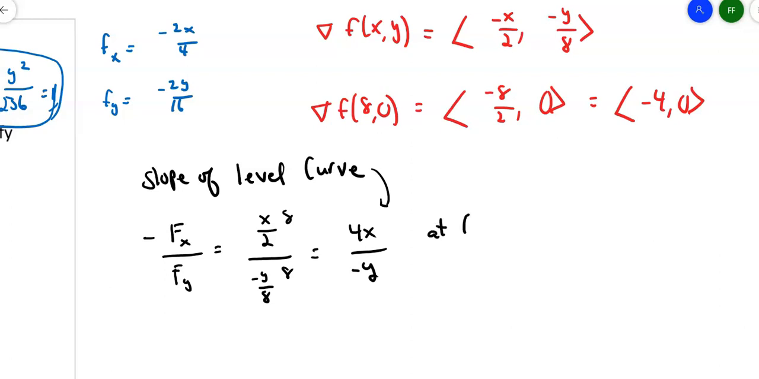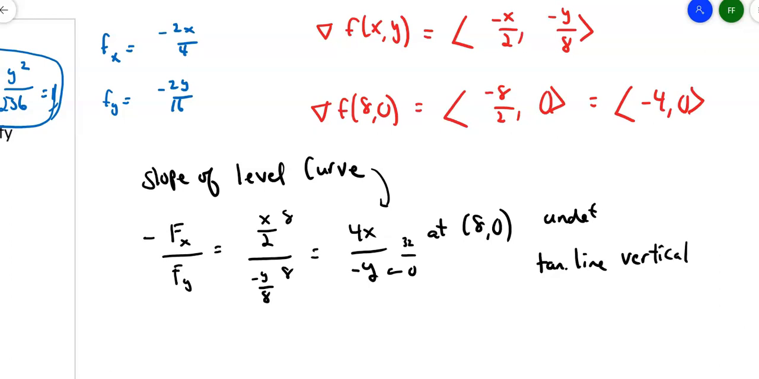Now, we were given it at the point (8, 0). So what happens at the point (8, 0)? If I put a 0 down here, this thing is undefined. Which must mean then that the tangent line is vertical. If the slope is undefined, then the tangent line is vertical.